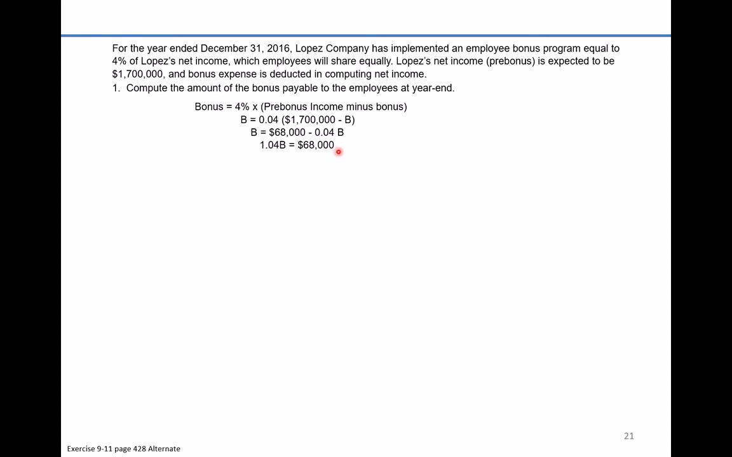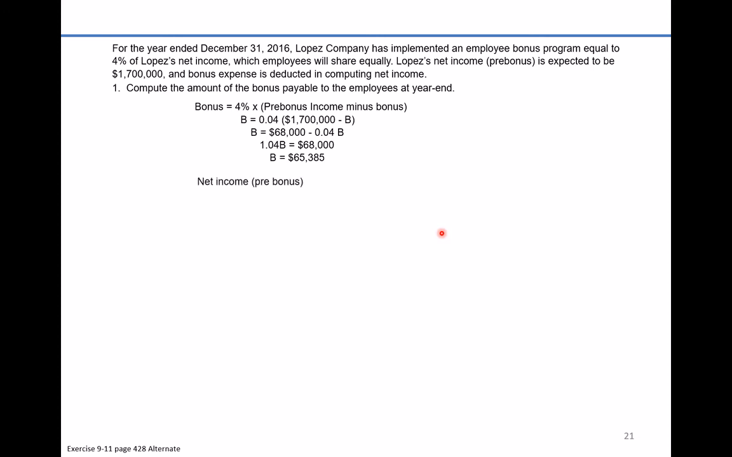Divide both sides of the equation by 1.04. On this side, the two 1.04s will cancel out. What's left is b equals 68,000 divided by 1.04. And b would equal $65,385. So let's just recap here.